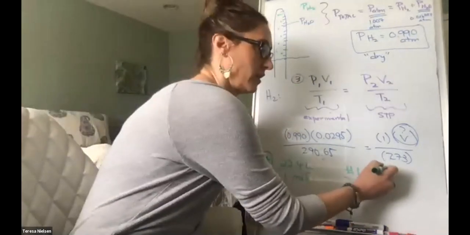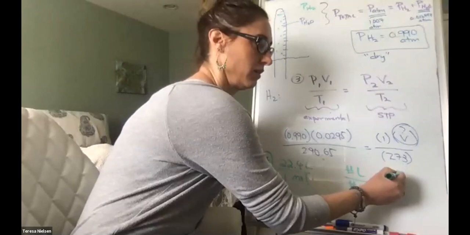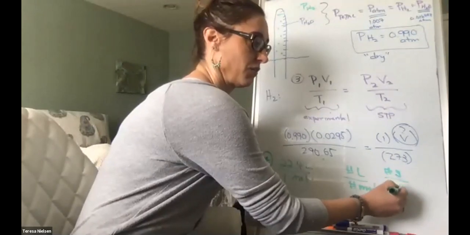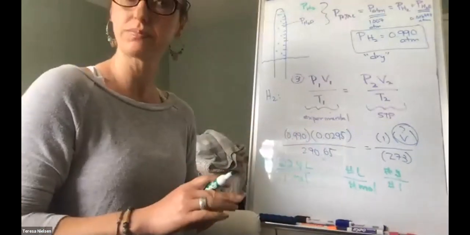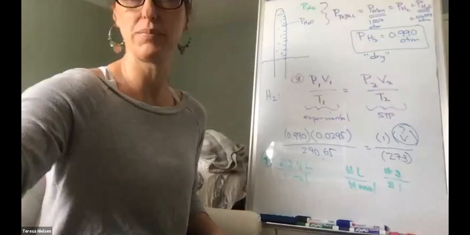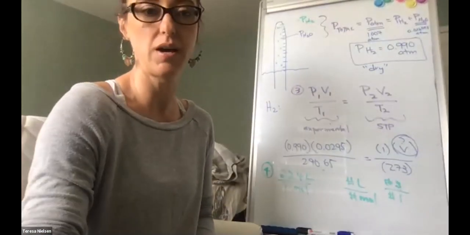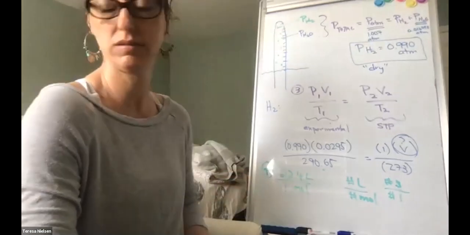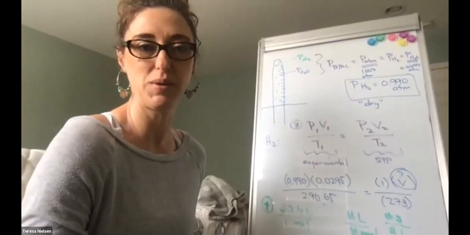So this was your answer to number 3, divided by your answer to number 1, will give you units in liters per mole. And then we can compare it to Avogadro's number. So what did you all get for number 4? Anyone want to speak up? 22.5 liters per mole.